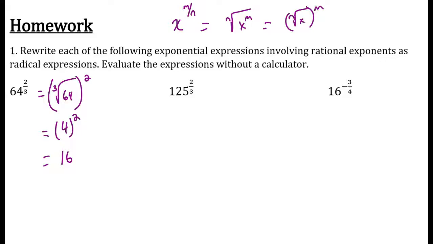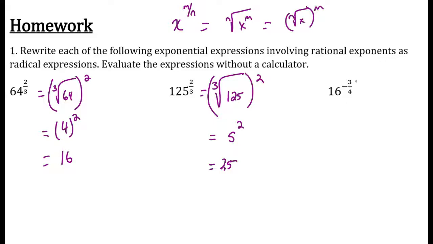125 to the 2/3. Well, I have a 2/3 power again. That's power over root. So I'm going to take the cube root of 125, and then I'm going to square it. Power over root, squared over the third root. So the cube root of 125 is 5. 5 squared is 25.